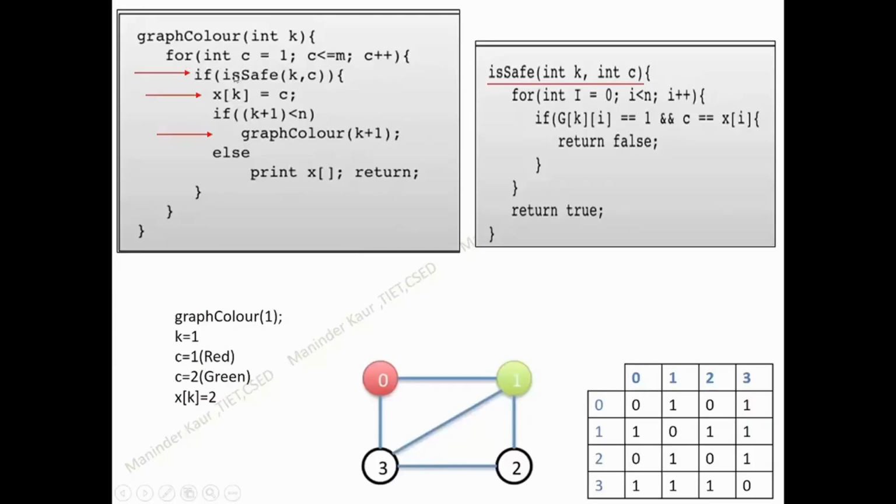Now the isSafe function will return the value true, the reason being no adjacent vertex to this vertex has been assigned the green color. So xk will be assigned the value c. That means x of 1 will be assigned the color 2. 2 means green color. Again, in a similar manner, the graph color function will be invoked and so on.